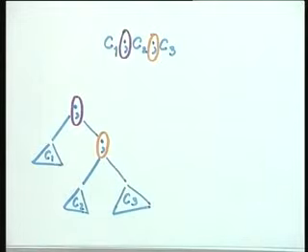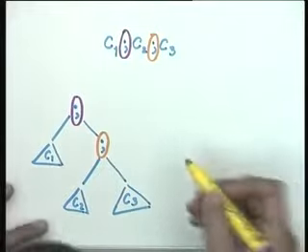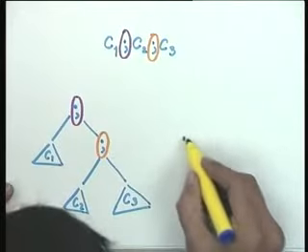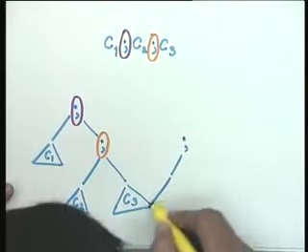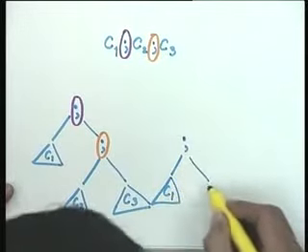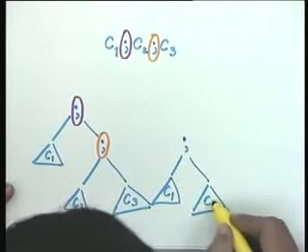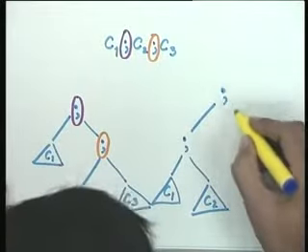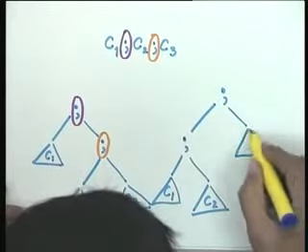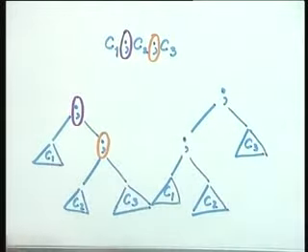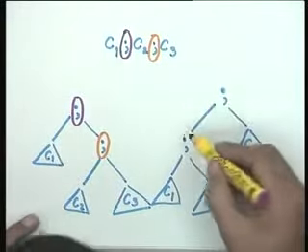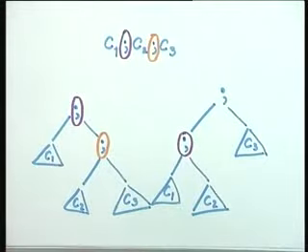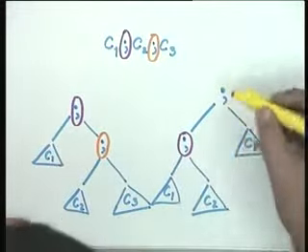Another possible parsing of this is the following. You could have a semicolon, C1, C2, C3, in which case the first semicolon forms the root of the left subtree, and the second semicolon is the root of the tree.